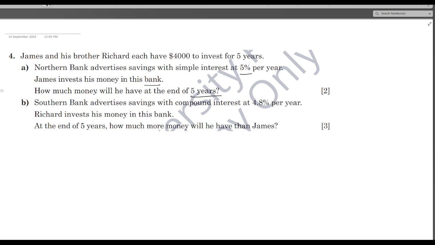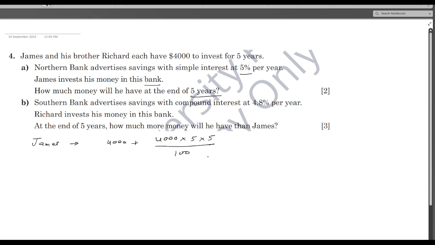Okay, so first let us understand how much money James has at the end of 5 years. So for James, the amount at the end of 5 years will be 4,000 plus 4,000 times, you are investing for 5 years at a rate of 5%.